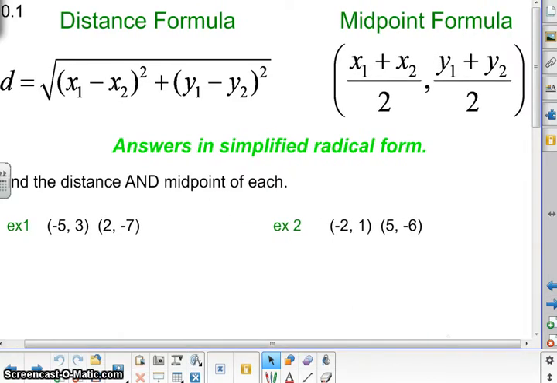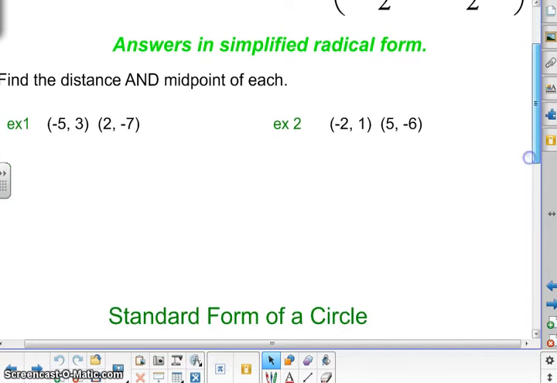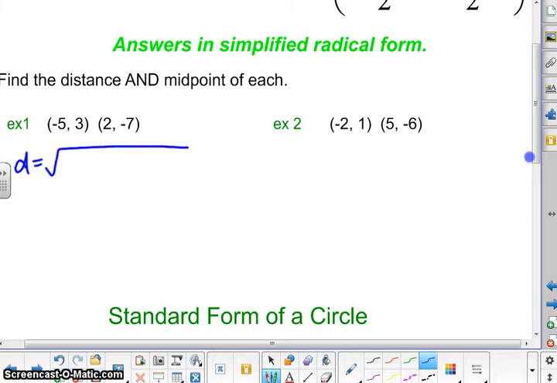Okay, and then all answers we're going to do today are going to be in simplified radical form. So keep that in mind when we get the answers at the end. So finding the distance and midpoint. I would start way to the left and write down the distance formula just to make sure you have enough room. So we have the distance equals, and this was our first ordered pair, so that's why they have sub 1.